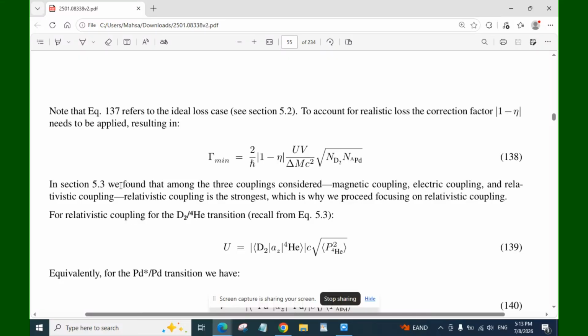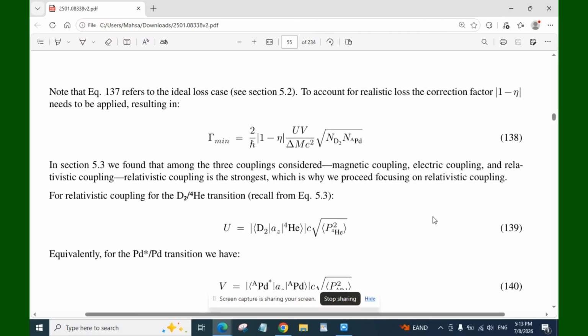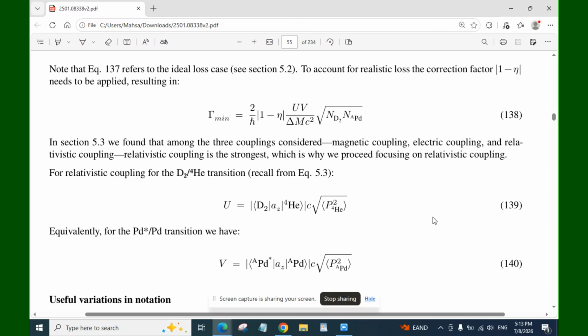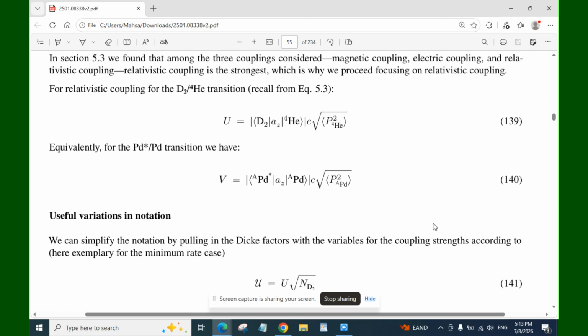In section 5.3, we found that among the three couplings considered, magnetic coupling, electric coupling, and relativistic coupling, relativistic coupling is the strongest, which is why we proceed focusing on relativistic coupling. For relativistic coupling for the deuterium helium-4 transitions, recall from equation 5.3.